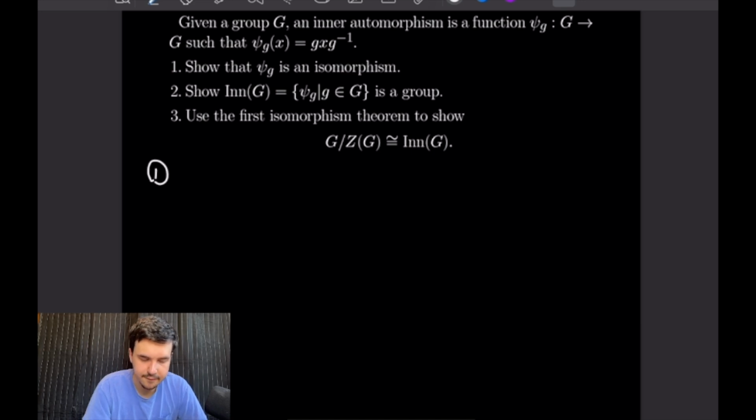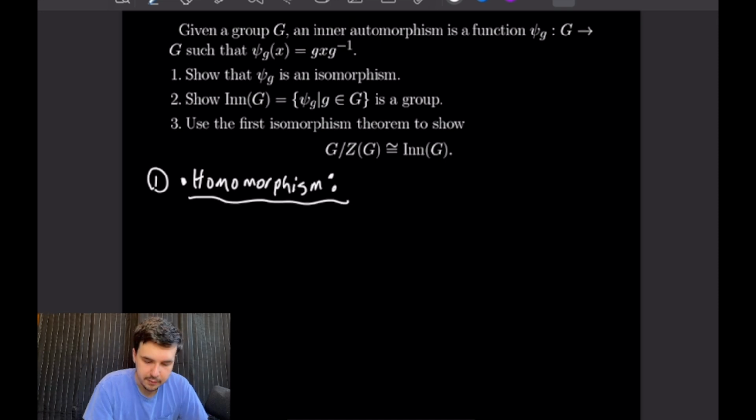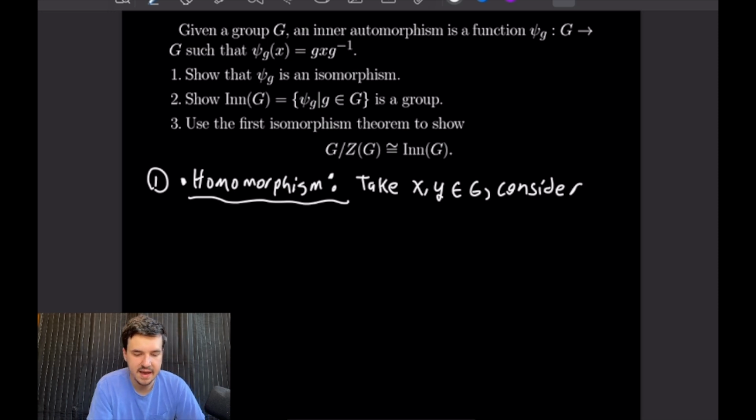So I'll go ahead and write that we're doing that first. And if we're going to prove that it's an isomorphism, we have to prove two things. First, that it is a homomorphism, and second, that it is a bijection. So we're going to prove that it is a homomorphism first, which is something we've already done plenty of times in this video. So let's go ahead and write out that we're doing our proof for the homomorphism. So just like we've always been doing, we're going to take two elements from our group G. Let's call them X and Y. And then we want to consider psi of XY, and then see if that is in fact equal to psi of X times psi of Y.